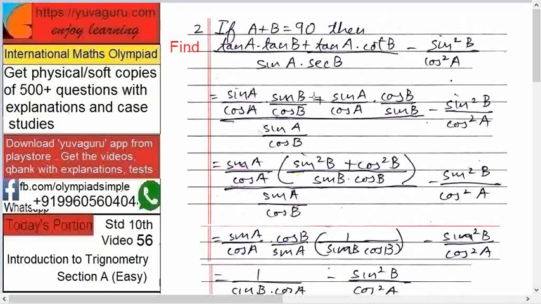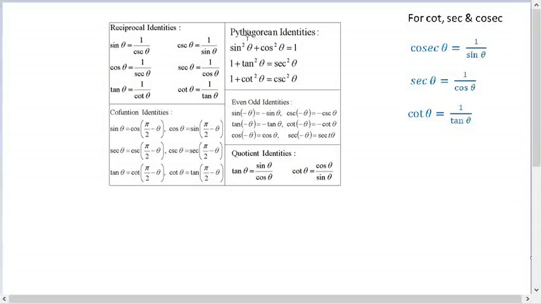So sin b cross multiply, sin b into sin b, cos b into cos b. It becomes this. But sin square b plus cos square b is what? 1. Always remember these three basics. Because you are in the introduction phase, that's why only these three.